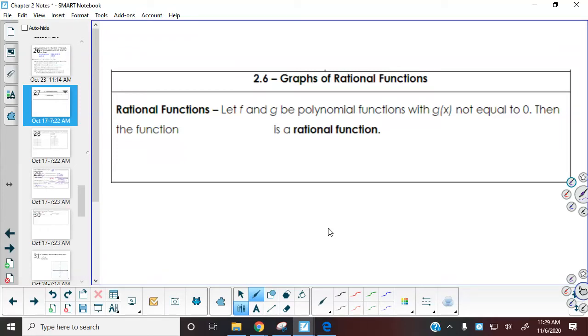What we're looking at today is the graphs of rational functions. So first off, what a rational function is: it is just two polynomial functions being divided. For example, your rational function is just f of x divided by g of x. And the only other thing that you have to take note of is that g of x is not equal to 0. That's because you cannot have a 0 in the bottom of a fraction.